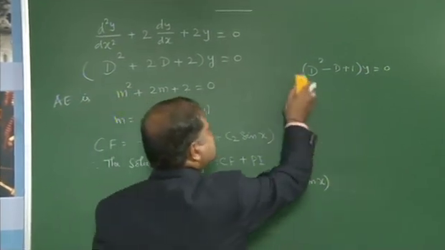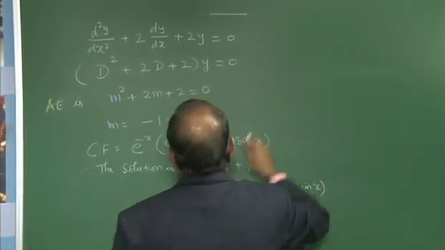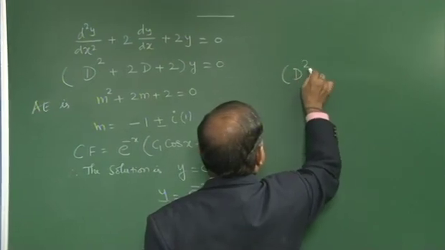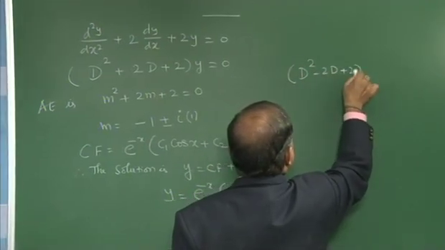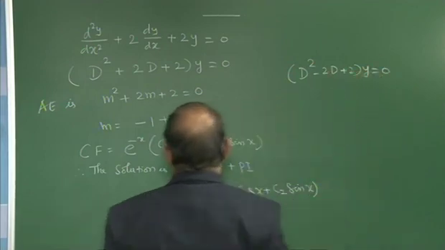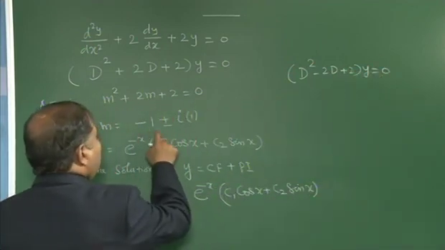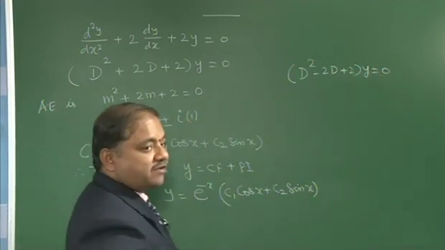Same way as a homework, as I said in the previous problem, you take D square minus 2D plus 2 into y. It gives you the answer 1 plus or minus i. Same way we can do it.